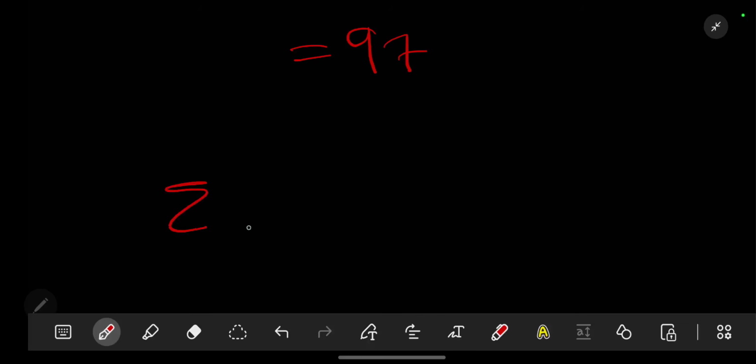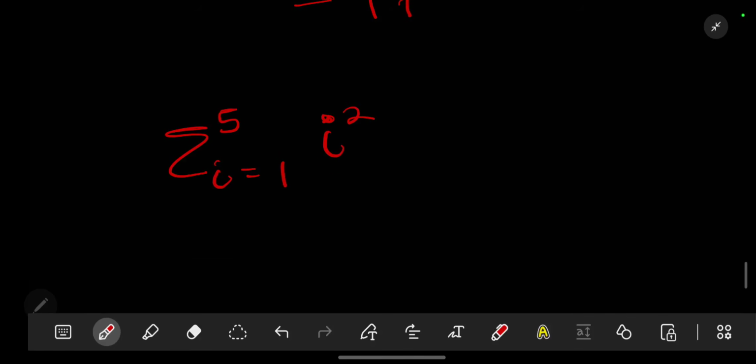We have the summation of i equals 1 to 5 of i squared. So how do we add this? The approach will just be the same. We go from 1 until we reach 5.